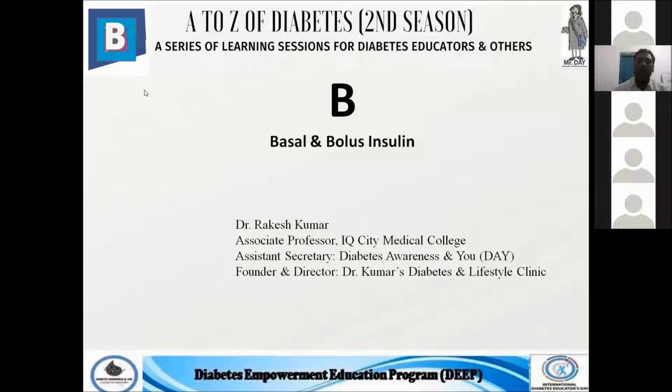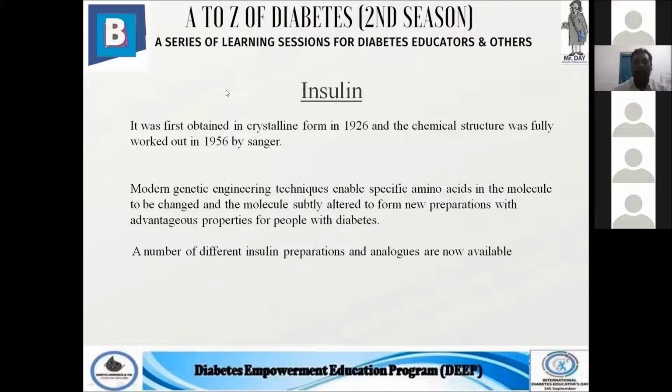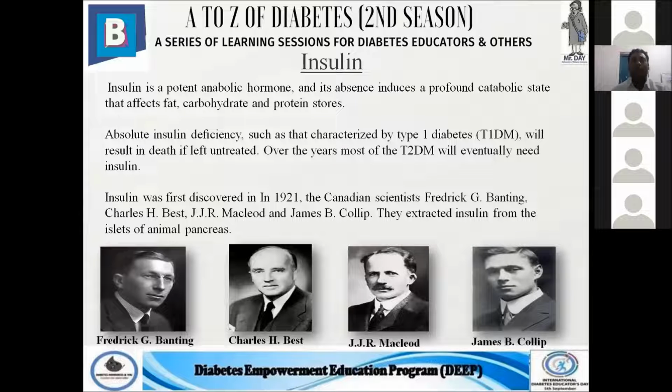Before I go directly into the topic, let me start with an introduction of what insulin is. Insulin is a potent anabolic hormone, we all know that, and its absence induces a profound catabolic state that affects fat, carbohydrate, and protein stores. In simple words, if you don't have insulin in your body, you are fasting despite having lots of meals. This is the case in type 1 diabetes mellitus and in some forms of type 2 diabetes mellitus. Absolute insulin deficiency, such as that characterized by type 1, will result in death if left untreated.